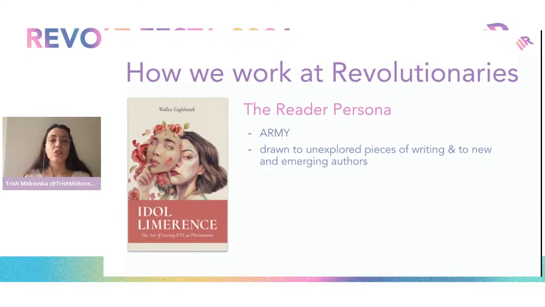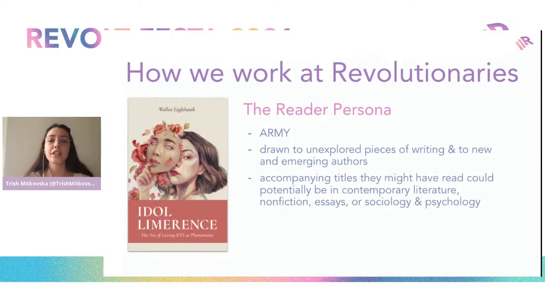And then, since the genre of the book is a bit challenging, it mixes up fiction with nonfiction, we could assume that our reader is interested in unconventional genres. So accompanying titles they might have read in their background, or they are thinking of reading, have on their really, really long to read list. Accompanying titles they might have read could potentially be in contemporary literature, nonfiction, essays, or sociology and psychology.